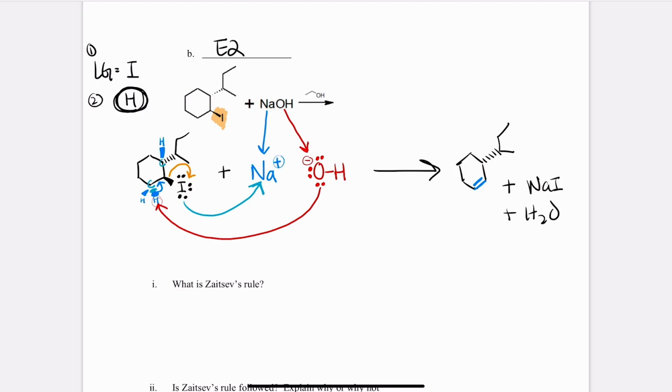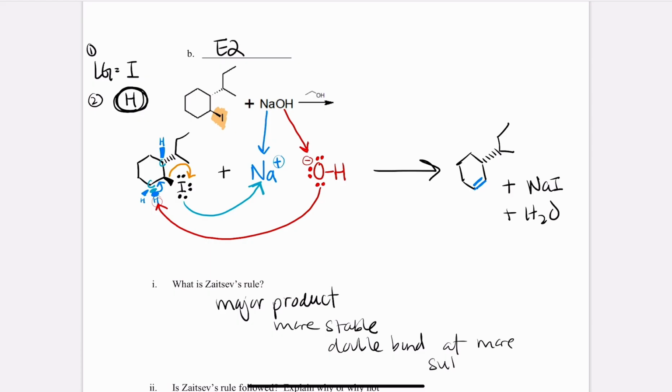So you could say that Zaitsev's rule is saying that the major product, so like the majority of what's created, is more stable, and what's more stable is the double bond at the more substituted double bond, or like at the more substituted carbon.